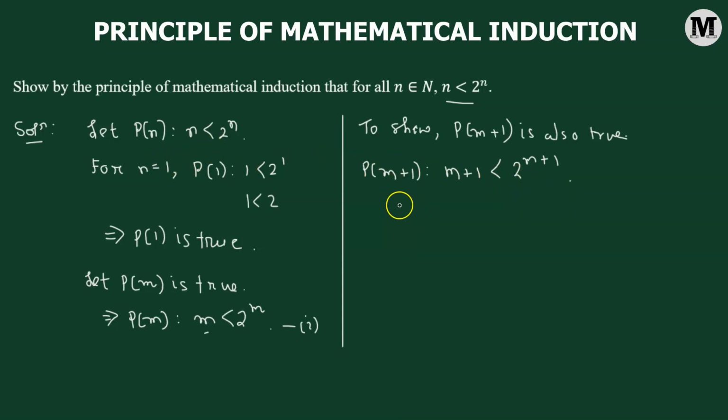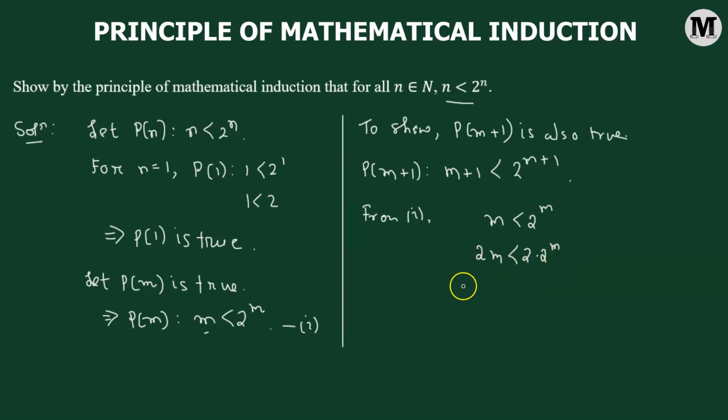So how shall we do that? Okay, fine. So here we will use statement number 1. From statement number 1, what we have here is m is less than 2 raised to the power of m. So let's do one thing. Let's multiply both sides with 2. 2 being a positive number, that's not going to change the inequality symbol here. So we have 2 times m, that's going to be less than 2 multiplied by 2 raised to the power of m.